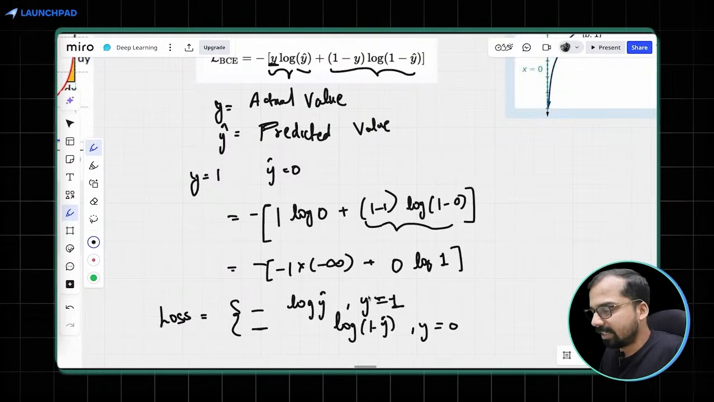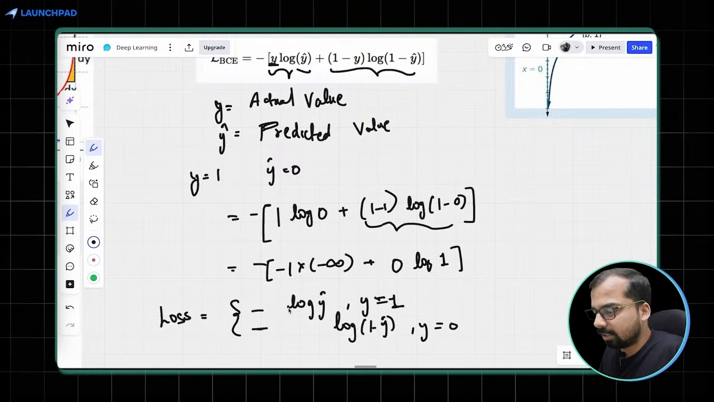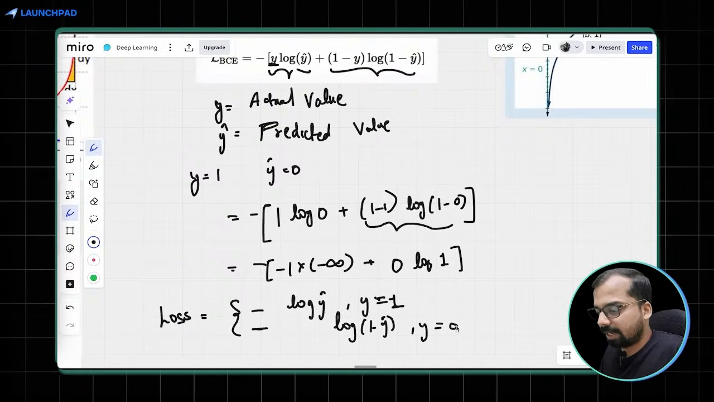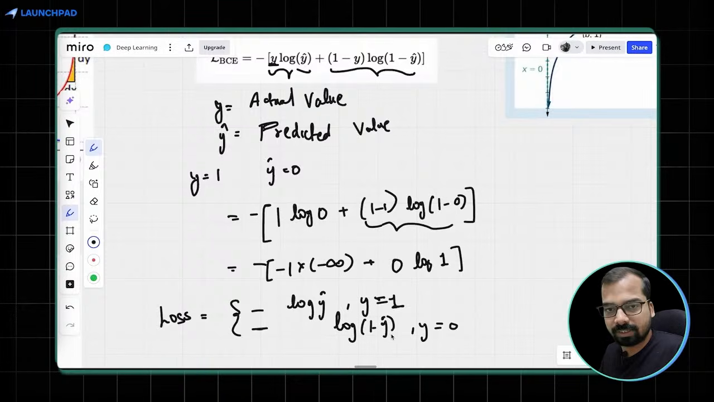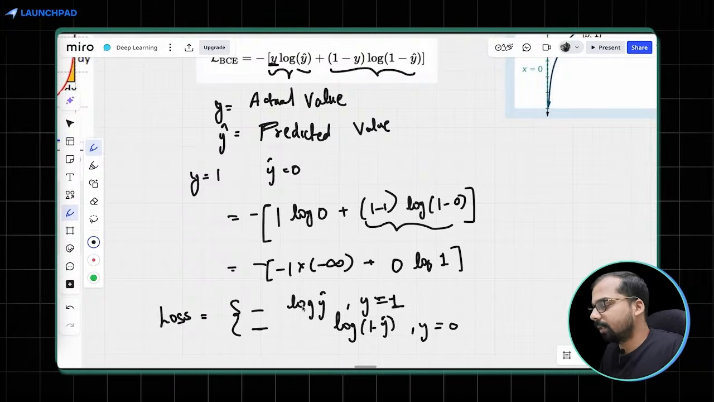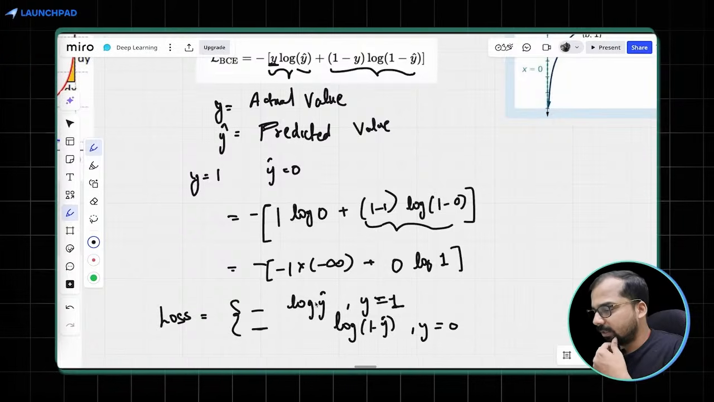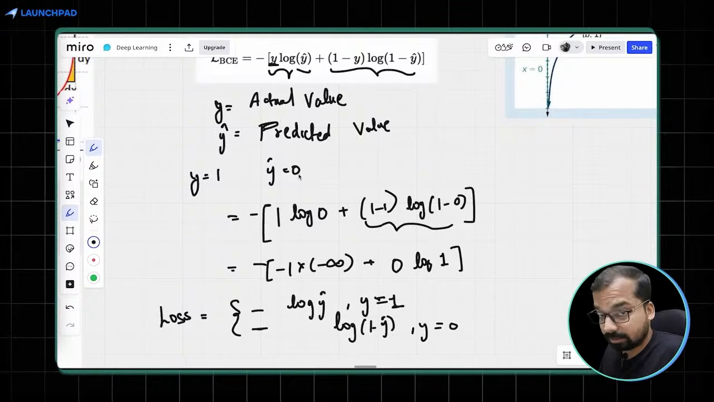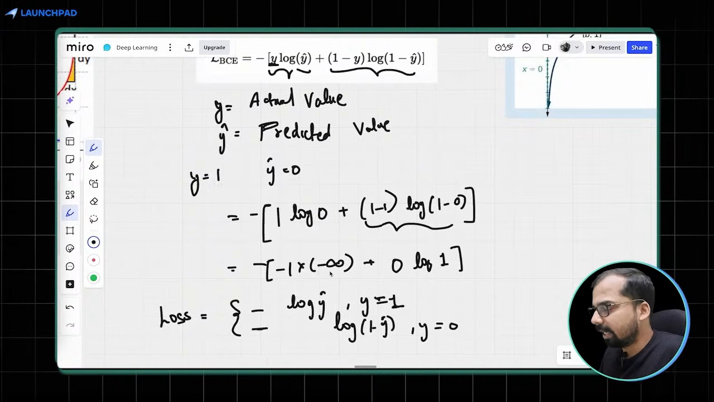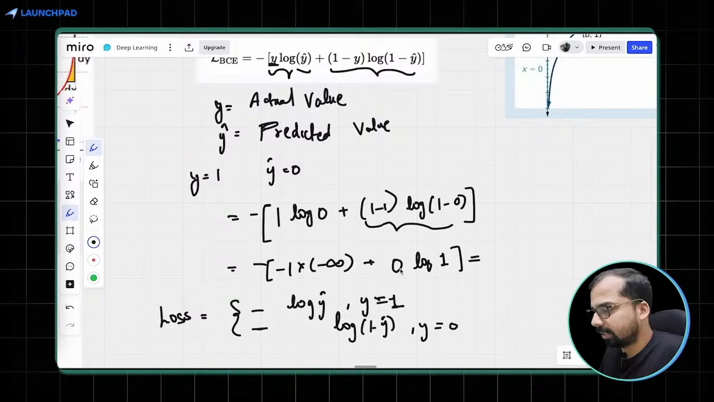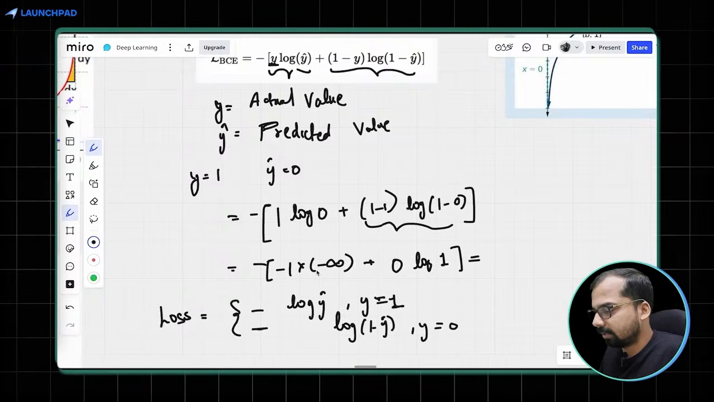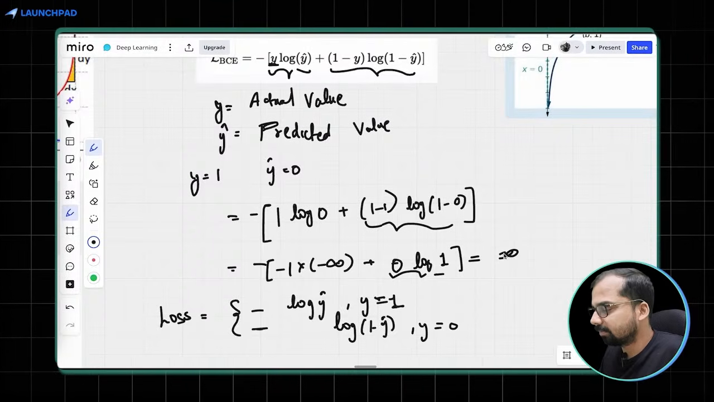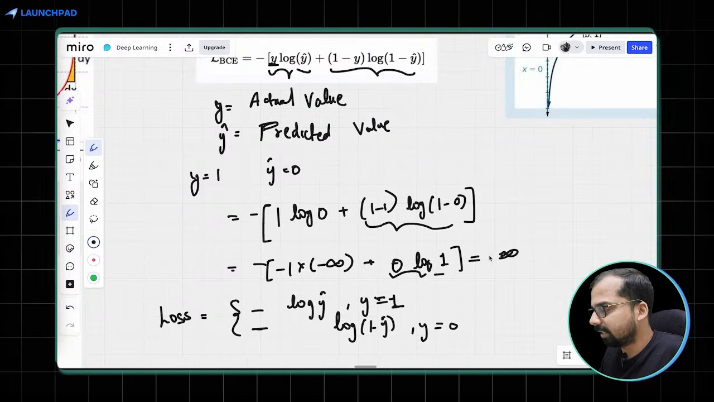So when your target or actual value is 1, it is minus of log y hat, and when your actual value is 0, it is minus of log 1 minus y hat. Why does this function come into the picture? See over here, when y is 1 and y hat is 0, I am basically getting something like this. And this term is 0, minus minus is plus, so this becomes infinity, minus infinity.